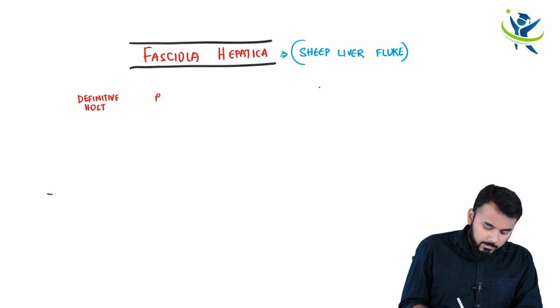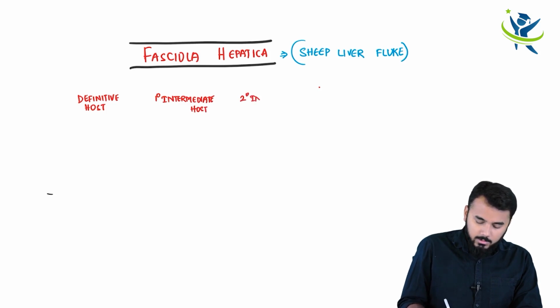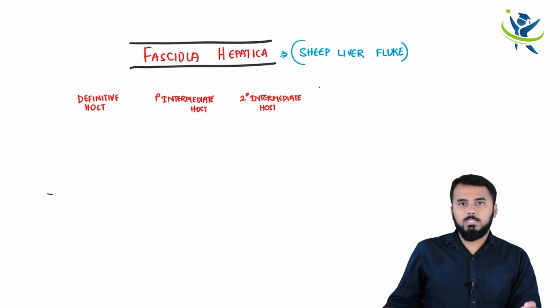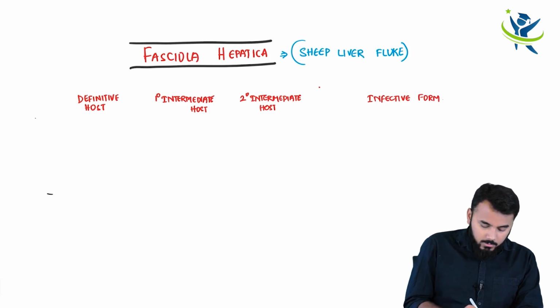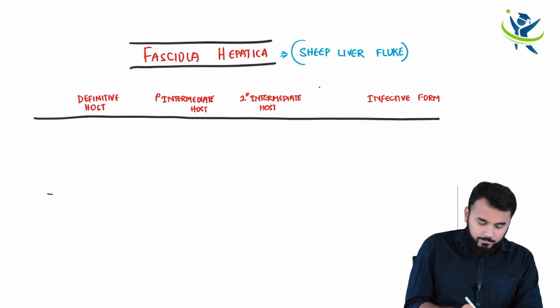So we have got the primary intermediate host, we have got the secondary intermediate host, right? And finally, what is the infective form? That is very important to know. What is the infective form? Okay, now let us make a differentiation of all of them.